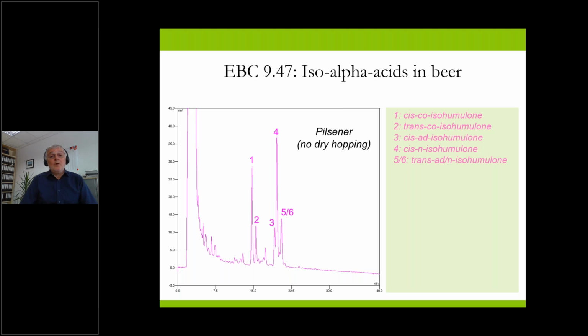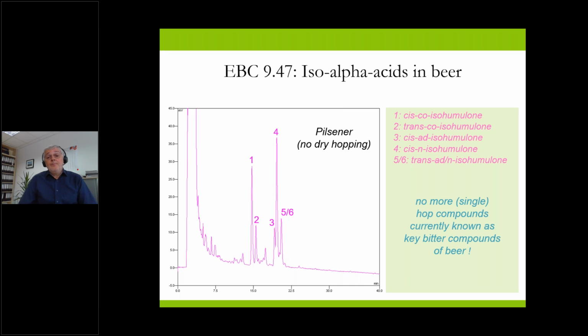Here you see a chromatogram of a non-dry hopped beer, in this case a Pilsner beer, and you see the separation according to method 9.47. You have several peaks: the cis-co-isohumulone, the trans-co-isohumulone, the cis-ad-isohumulone, the cis-n-isohumulone, and trans-ad and n-isohumulones. And there are no more hop compounds currently known as key bitter compounds of beer present in this chromatogram, and this is not necessary because we have no more.